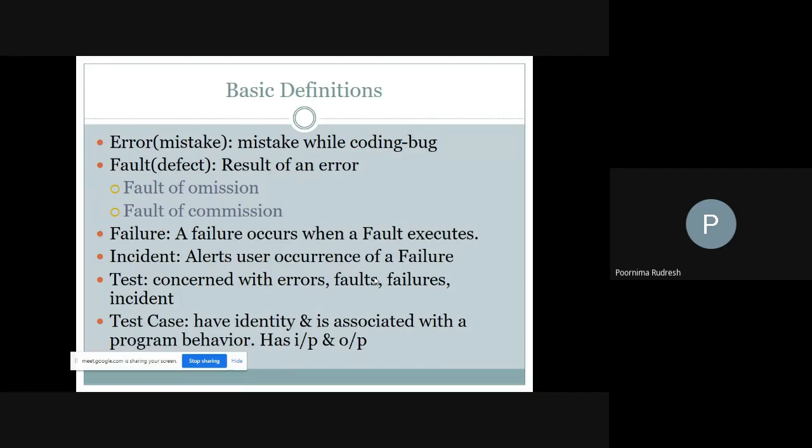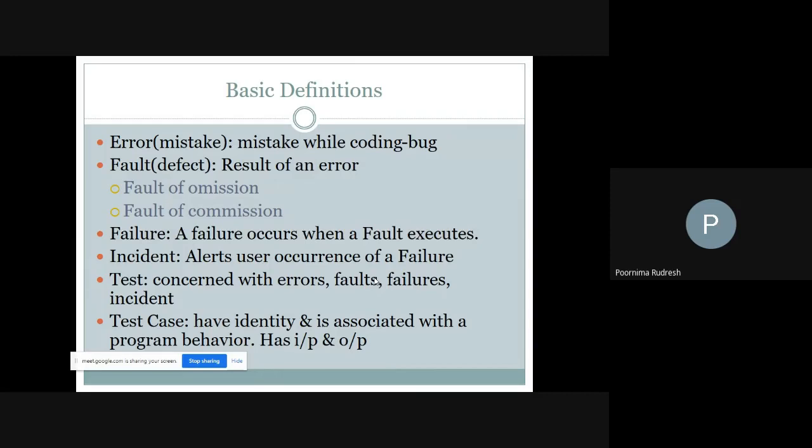If you forget to write that header file, and you directly write the code and start executing it, then failure occurs. Why? Because you have not included the header file, and that is called a fault of omission. A fault of omission means you have forgotten to write or include something in the program. A fault of commission means you have written the code, but while writing it you have made an error or a mistake.